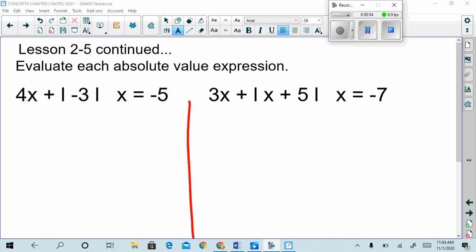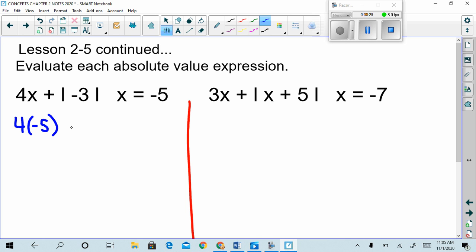Let's start our class today by looking at some absolute value expressions, and we're going to evaluate them when we're given a replacement value for x. In this first one, we're going to replace x with a -5. We're then going to simplify to see what the expression is equal to. We'll have 4 times a -5 plus the absolute value of -3.